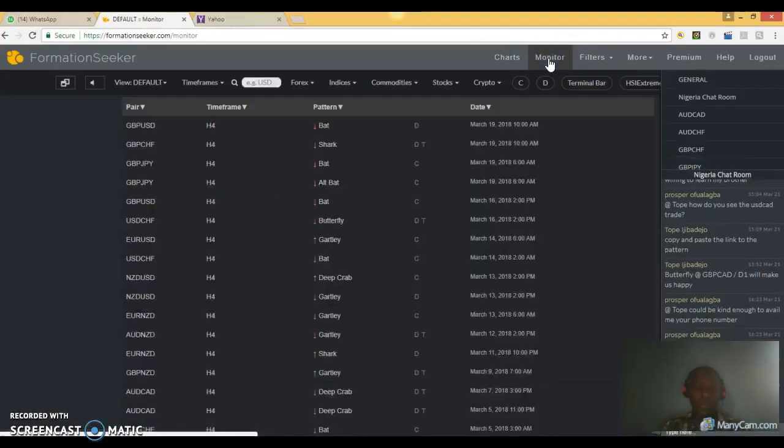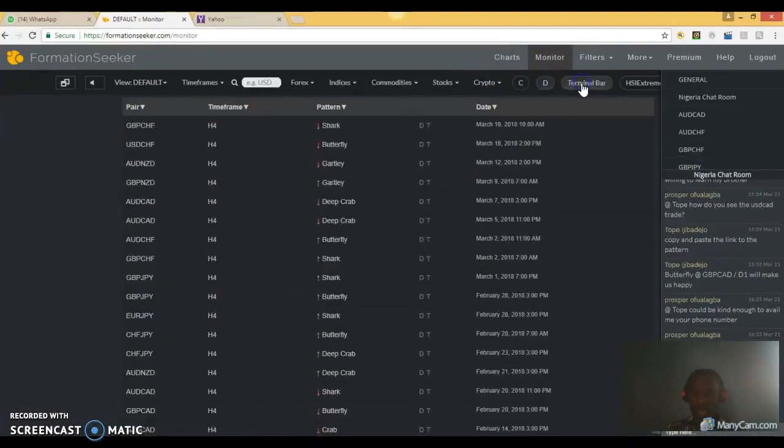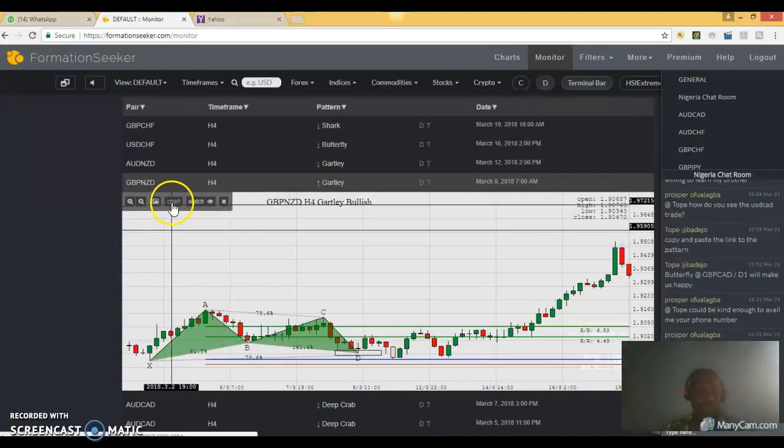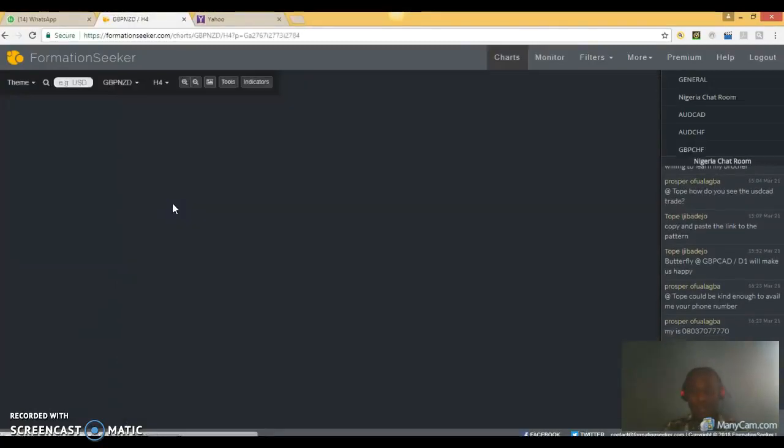Now, going back to see what Formation Seeker has done again, more of the things, and let's click on the terminal bar. We just saw AUD card, and this is also AUD card, so it came out the same day, not on a different day. So let's move to pound NZD. It's a Gatling pattern. I love trading the Gatling and the shark patterns very much.